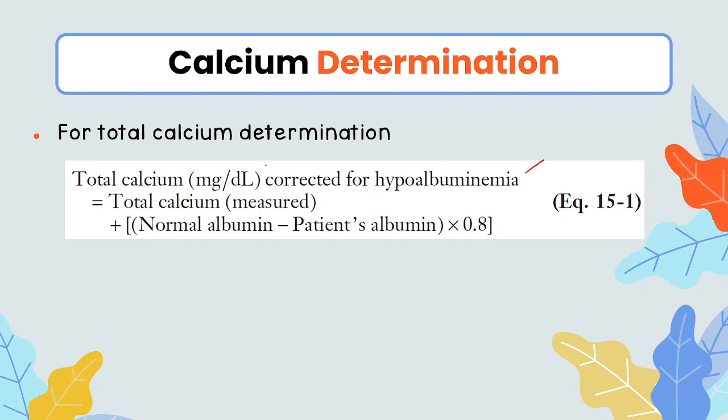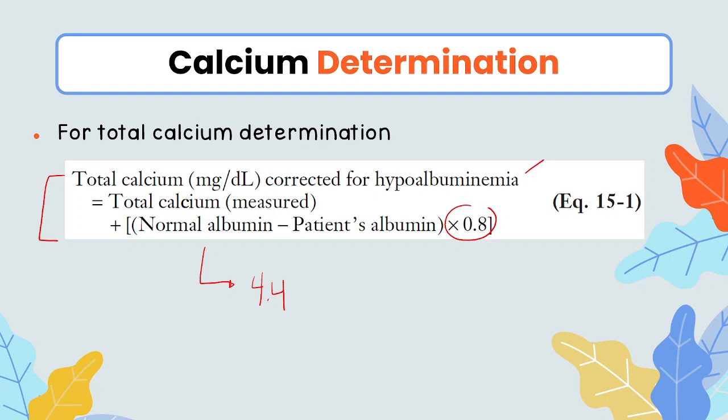So this is the formula for getting the corrected total calcium for patients with hypoalbuminemia. So your total calcium measured, add your normal albumin minus your patient's albumin times 0.8. And the normal albumin here is 4.4, which is typically used as a normal value. And in terms of the 0.8, kids, it was not mentioned where it came from. So, just remember that.